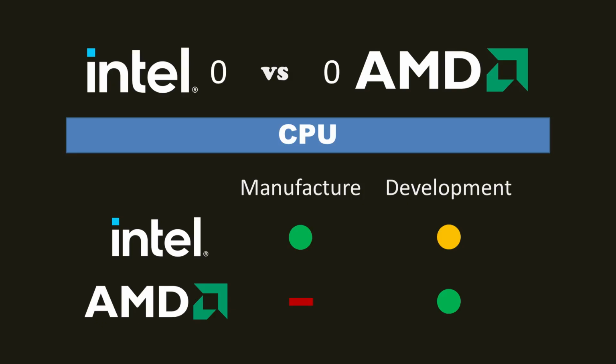AMD, on the other hand, does the same as NVIDIA. They develop the CPU and have it produced by TSMC. TSMC produces semiconductor chips for companies such as AMD, Apple, Qualcomm, NVIDIA, Conexant, Marvell, Bayer, and Broadcom.